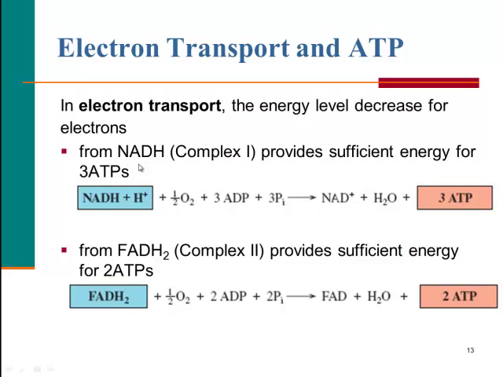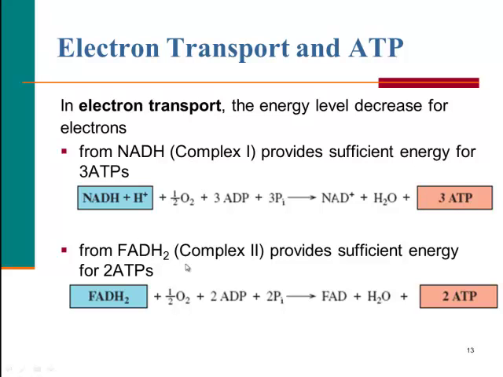NADH, which enters into complex 1, provides enough energy for 3 ATP molecules. A total of 10 protons are translocated across the membrane for every NADH molecule. So the NADH delivers electrons and hydrogens to complex with one oxygen atom to form H2O. And again, at the same time, it's going to produce 3 ATP molecules.